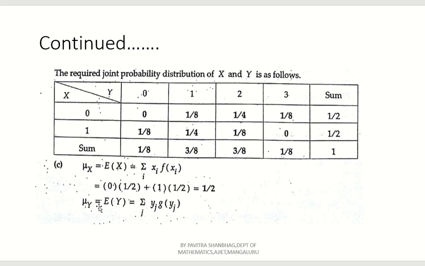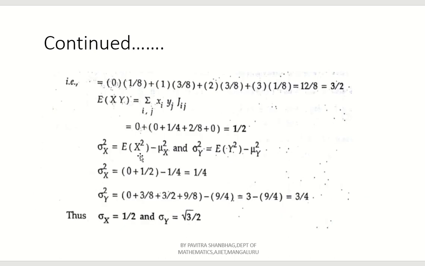Similarly, find mu y or E of y. That is summation yj gyj, right? So yj is 0, 1, 2, 3. What is gyj? 1 by 8, 3 by 8, 3 by 8, 1 by 8. So 0 into 1 by 8 plus 1 into 3 by 8 plus 2 into 3 by 8 plus 3 into 1 by 8. Simplify, and you will get finally 3 by 2.